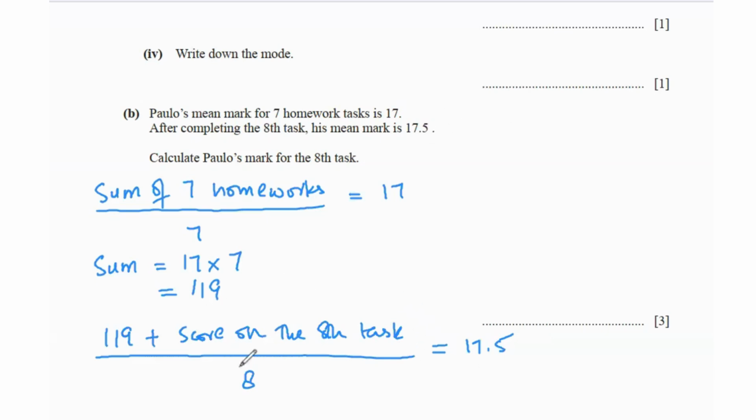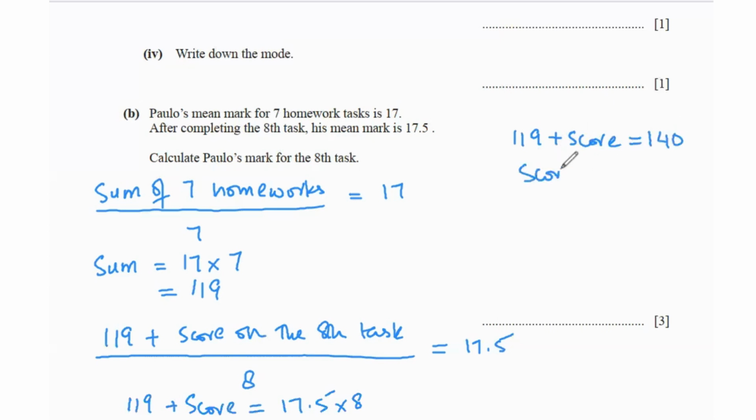So to find the score on the 8th one, we will do 17.5 times 8, which is 140. So 119 plus the score on the 8th task equals 140. Find the difference of 140 and 119. That equals 21. That is Paolo's score on the 8th task.